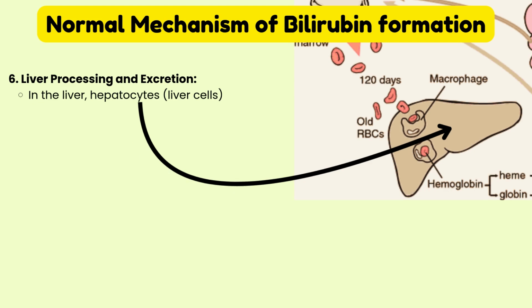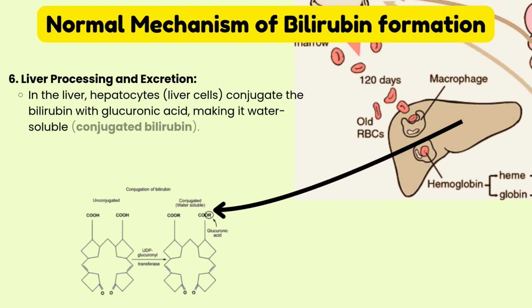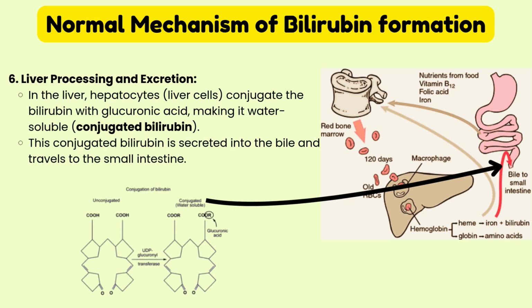Step 6. Liver processing and excretion. In the liver, hepatocytes, the liver cells, conjugate the bilirubin with glucuronic acid, making it water-soluble. This is conjugated bilirubin. This conjugated bilirubin is secreted into the bile and travels to the small intestine.